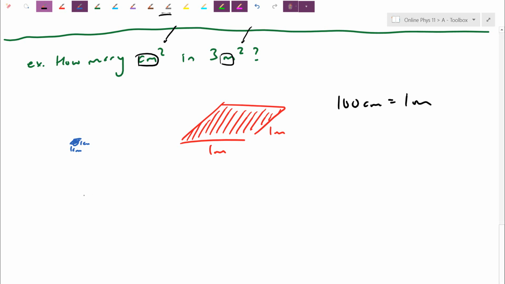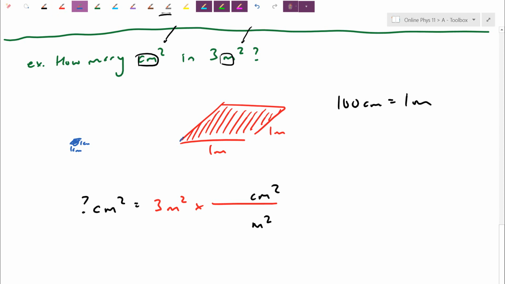So case in point, if you try to do your conversion method here, I'm interested in my final unit being centimeters squared. How many of these blue squares? If I have 3 of these red squares, I want meters squared to cancel out, and I want to go to centimeters squared. The problem is you may or may not know how to do this conversion. For this one you might know it, but I'm going to show you a technique in case you didn't. It's something a little elegant.